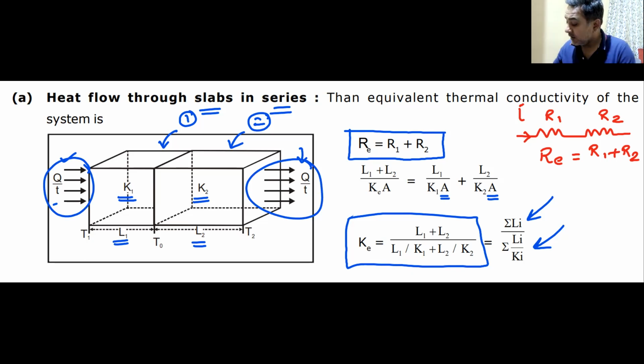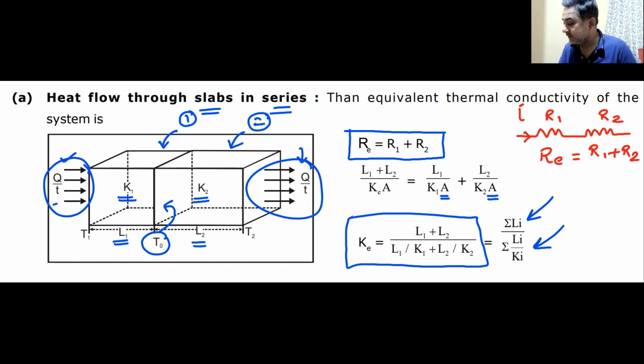This temperature T naught is the temperature of the interface. When I say interface, it means the boundary of the two slabs. Have you noted this down? Heat current is the same. Equivalent resistance is R1 plus R2.